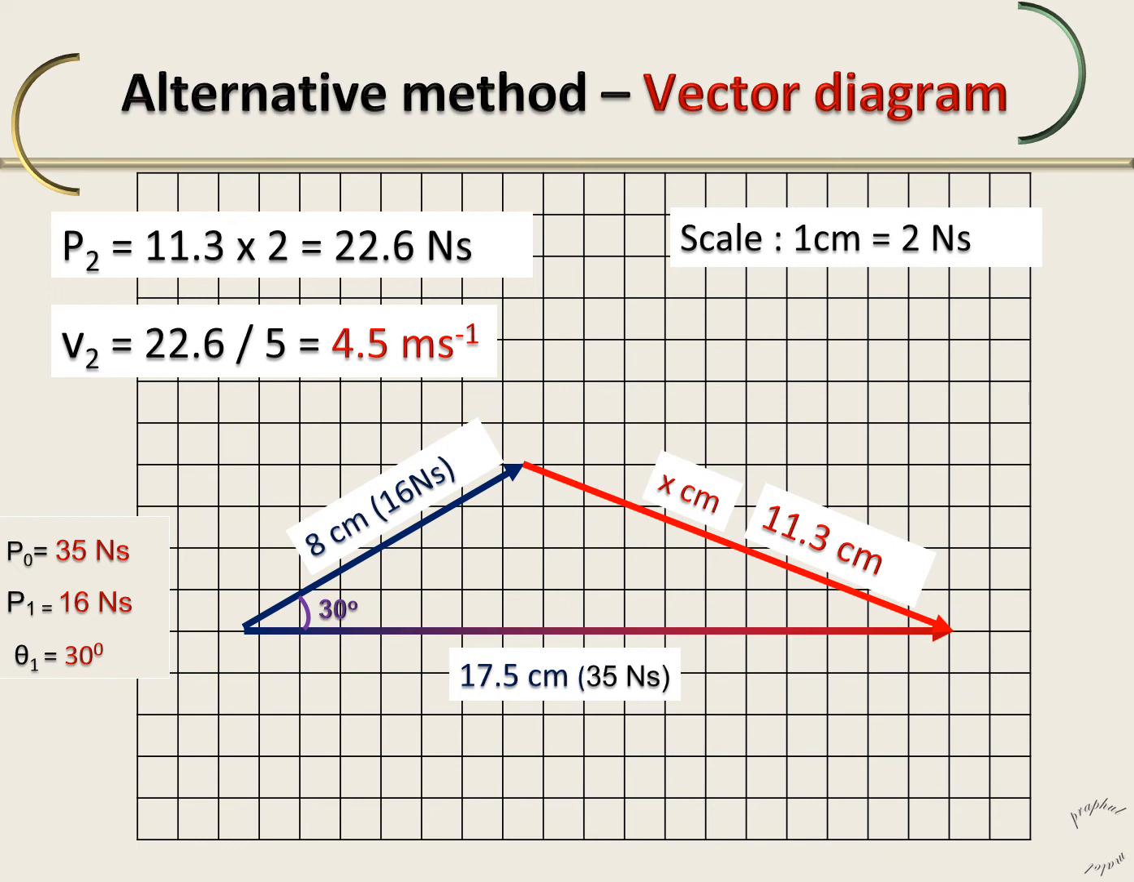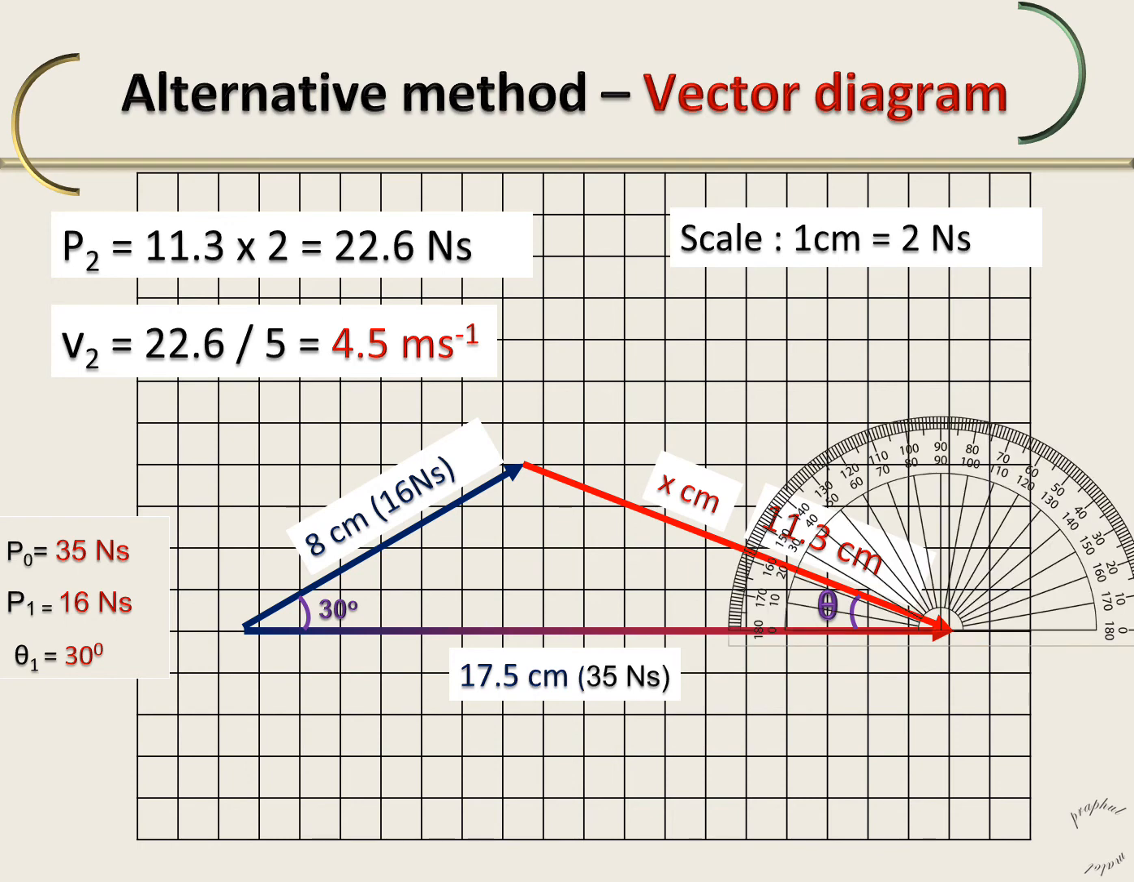Not finished. The question even asked to find the angle. The angle the second body's momentum after collision makes with the horizontal line. So I am marking the angle here, theta, and again I am using a protractor to measure the angle. And the angle I got is 21. This is how you can solve two-dimensional collision questions using a graph.